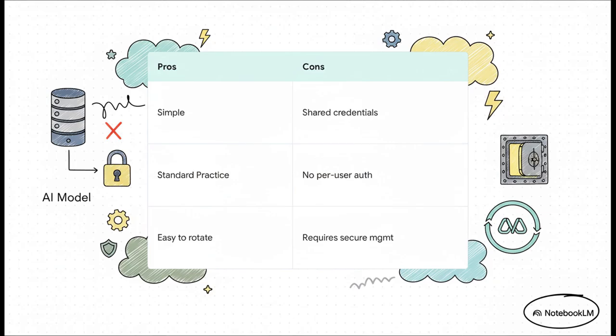On the one hand, yeah, it's super simple, it's a standard practice, and swapping out keys is pretty easy. But the downsides can be a real problem for a real application. You might have all your tools sharing the exact same credentials, there's no way to do per-user authentication, and you still have to figure out how to securely manage those variables in production. So it's great for getting your feet wet, but you're going to outgrow it fast.